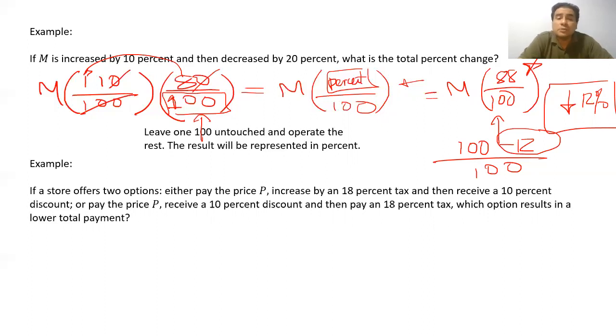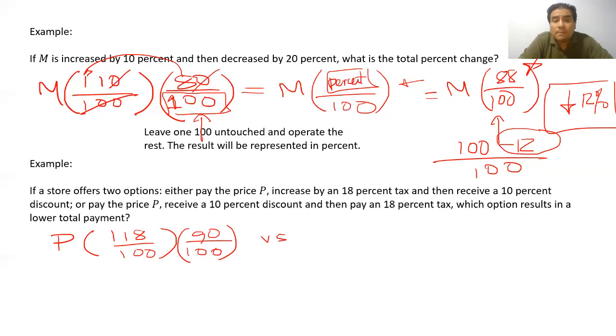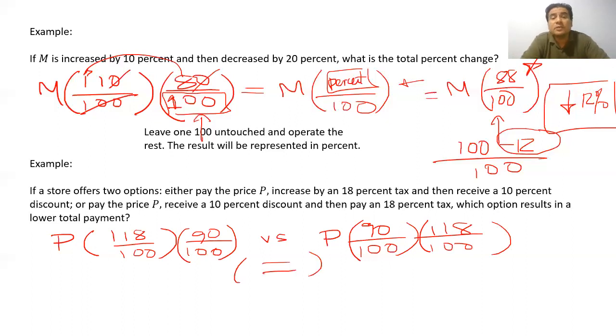If a store offers two options, either pay the price P, increased by an 18% tax, that means I multiply by this factor, and then receive a 10% discount, I multiply by this factor, versus pay the price P, receive a 10% discount, okay, so multiply by this, and then pay an 18% tax, that is, you can see the same two factors, but just in the reverse order. So actually they're equal, right? So which option results in lower total payment? None of them, because they are both the same.